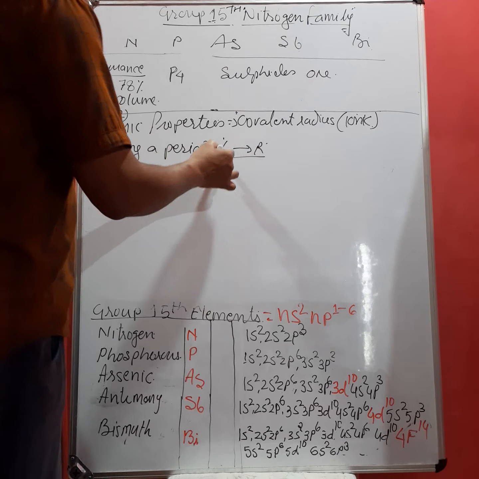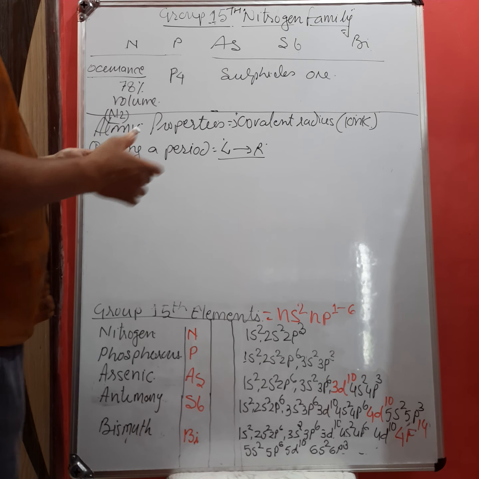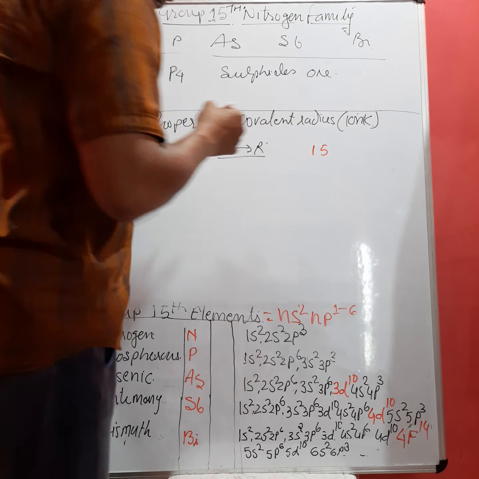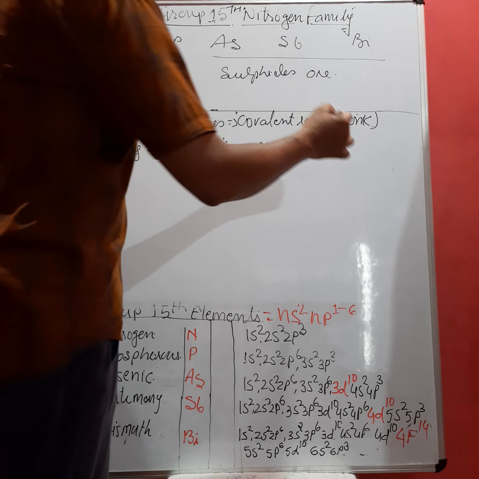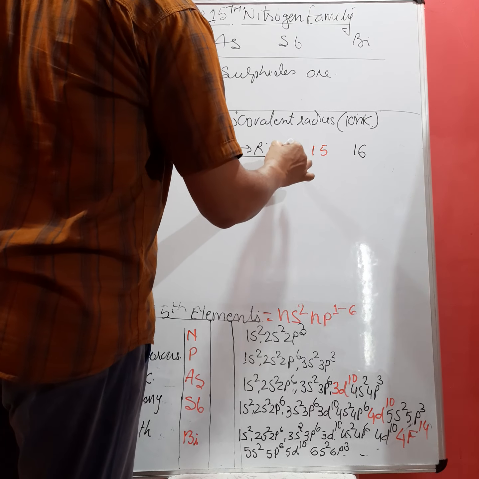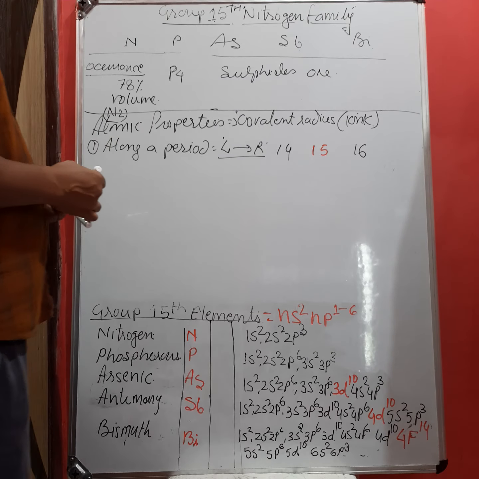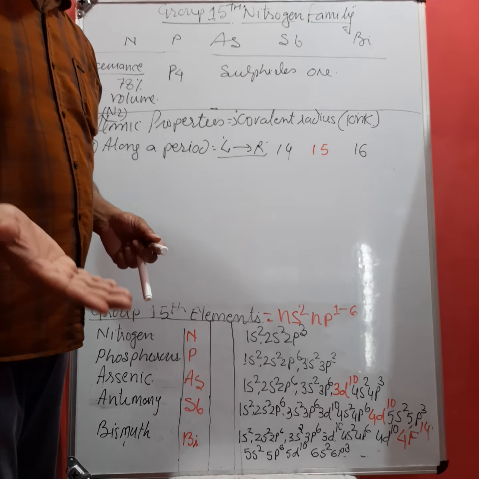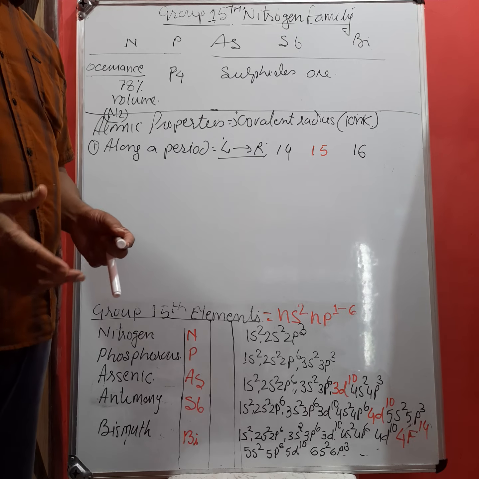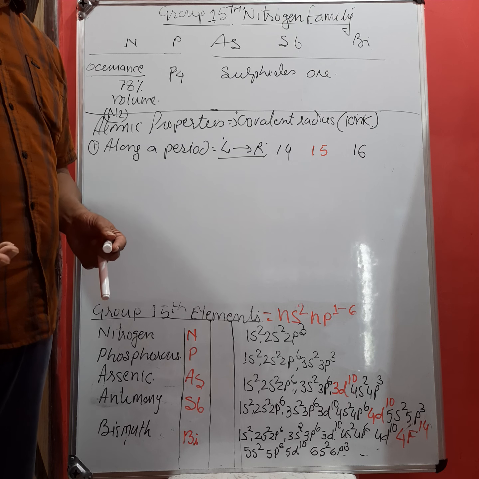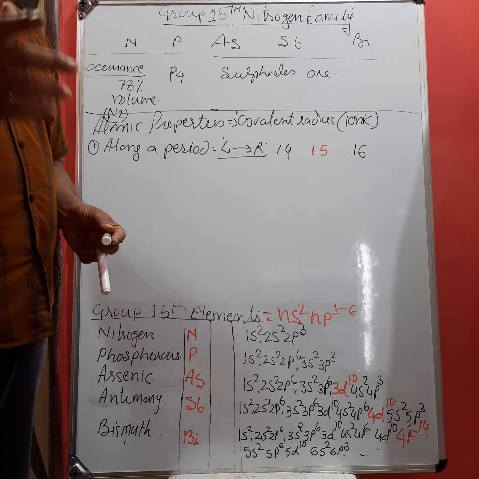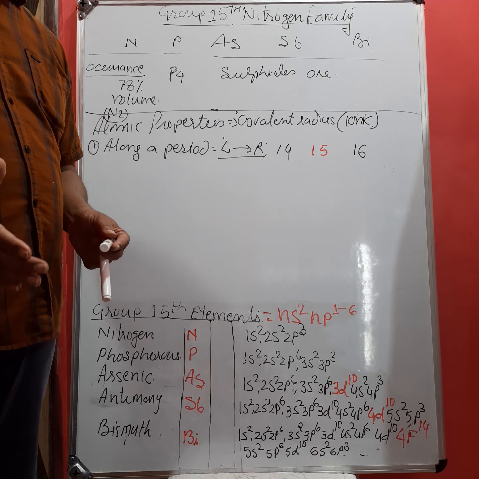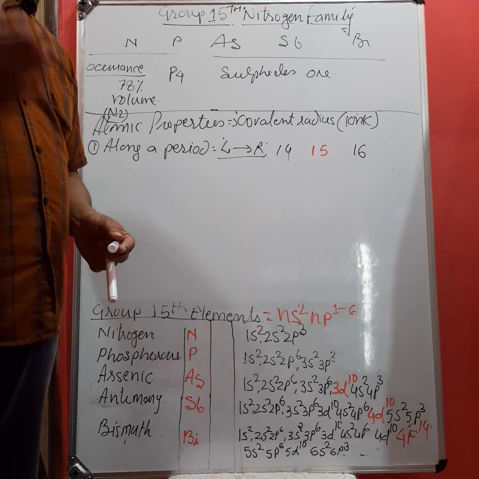But students, here we have to compare the covalent radius of the 15th group element with the adjacent group elements, that is, the 16th group and the 14th group elements. Students, from the general concept you know that on moving from left to right, the number of protons increases by 1 regularly. Therefore nuclear attraction force increases. Being nuclear attraction force increases, the atomic size decreases.